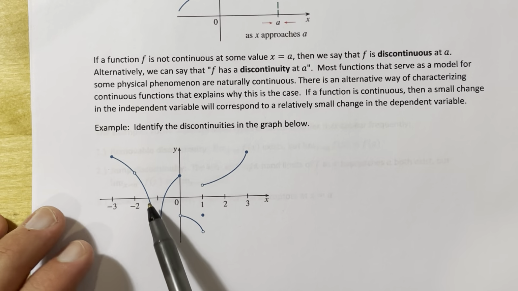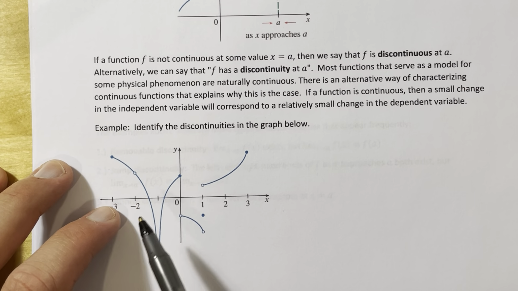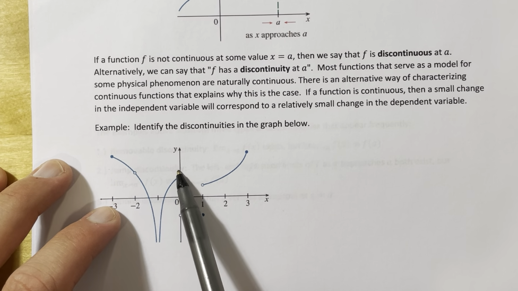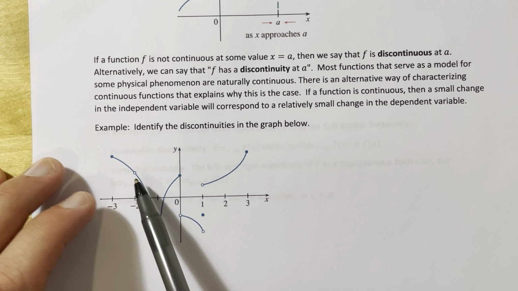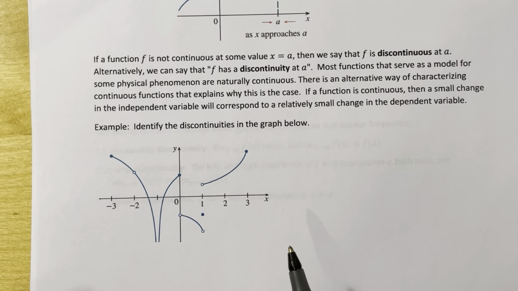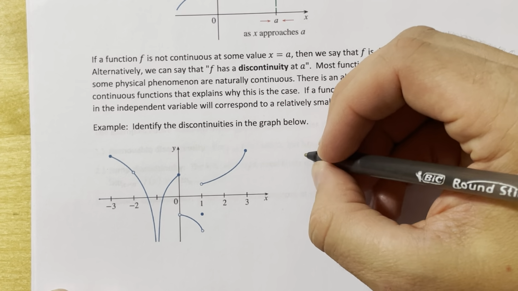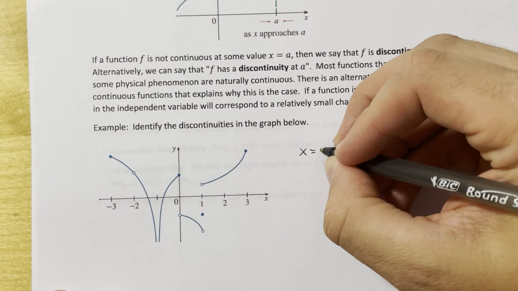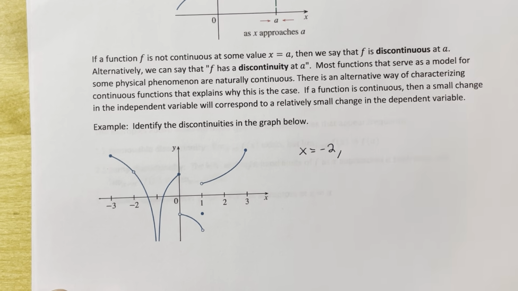The limit as x approaches negative 2 does exist. It's equal to whatever this value would be. But that's irrelevant for continuity because we need both of those things. So we have a discontinuity where x is equal to negative 2.